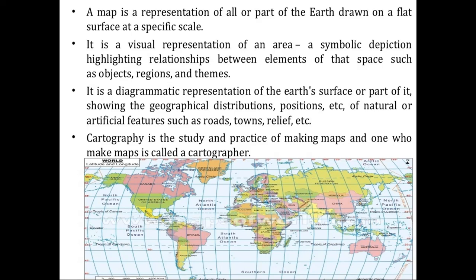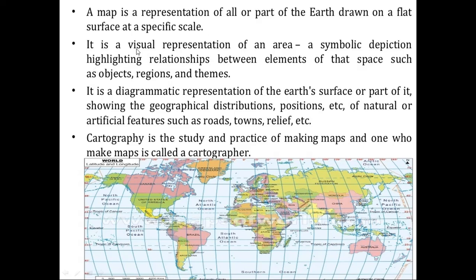First, introduction. A map is a representation of all or part of the earth drawn on a flat surface at a specific scale. If you observe any map, it consists of all parts of the earth. That's why a map is a representation of all parts of the earth drawn on a flat, two-dimensional surface. It has some specific scale, 1:50,000 or like that.